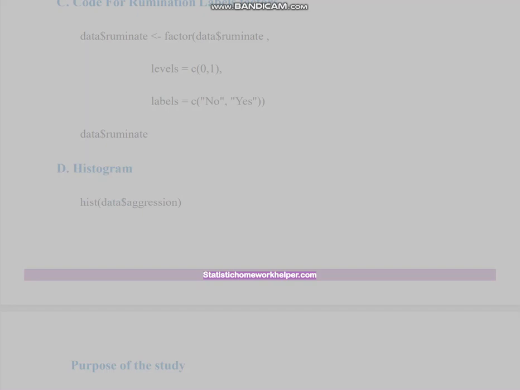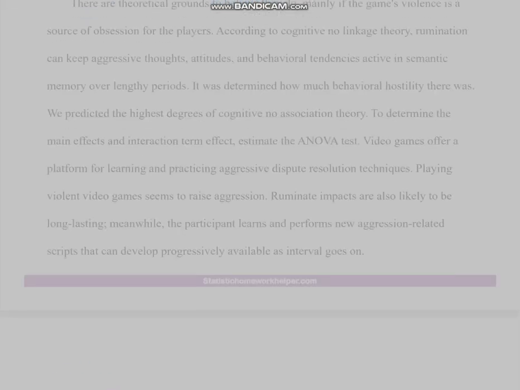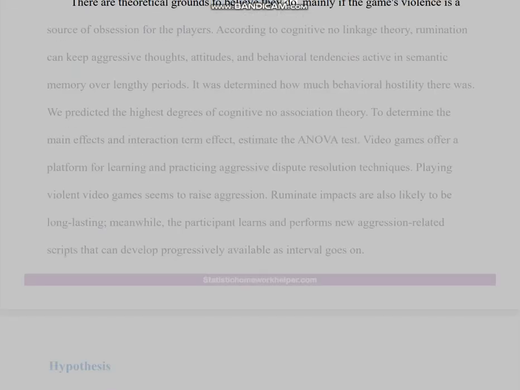Purpose of the study: there are theoretical grounds to believe they do, mainly if the game's violence is a source of obsession for the players. According to cognitive neo-association theory, rumination can keep aggressive thoughts, attitudes, and behavioral tendencies active in semantic memory over lengthy periods. It was determined how much behavioral hostility there was. We predicted the highest degrees of cognitive neo-association theory.